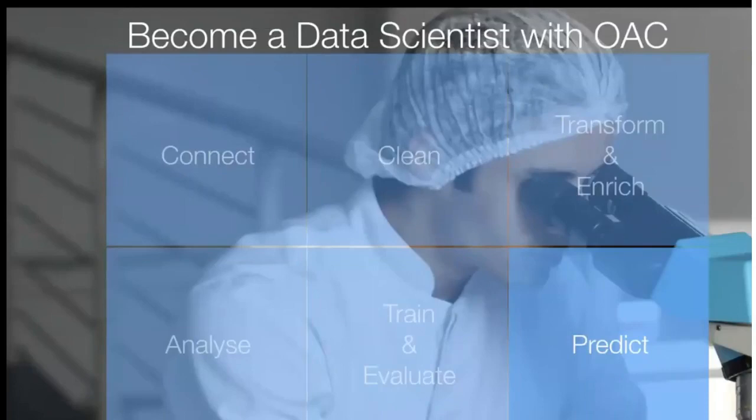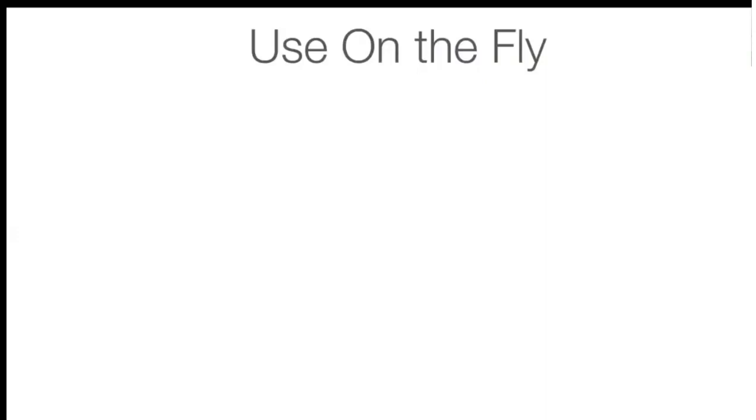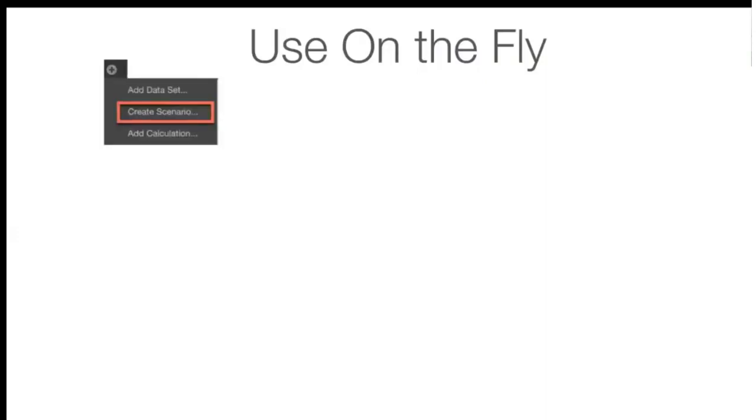So now we understood how to connect, clean, do feature engineering, analyze the data, train a model, and evaluate multiple models one against the other. Now it's time to predict. With OAC, I can use it on the fly. Basically, I'm analyzing a set where I want to create predictions.